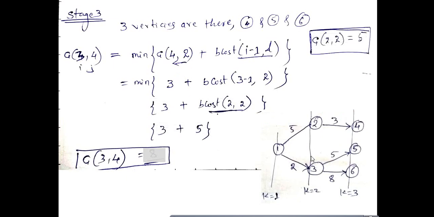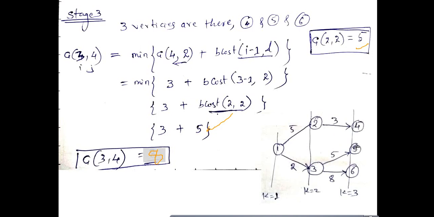Now 2 comma 2. How to write this 2 comma 2? In the previous slide we have calculated 2 comma 2, that is 5. So you have to write here 5. 3 plus 5 how much? 8 is the answer. Okay, 8 is the answer.